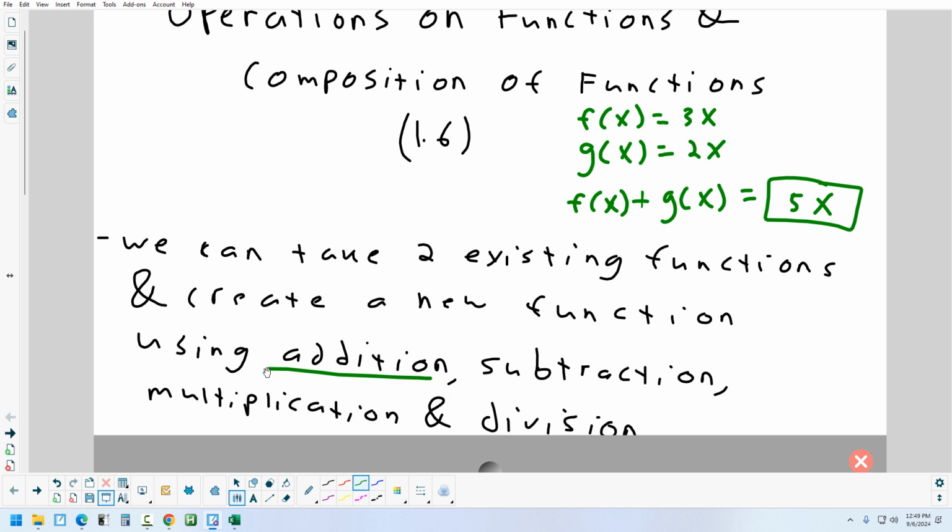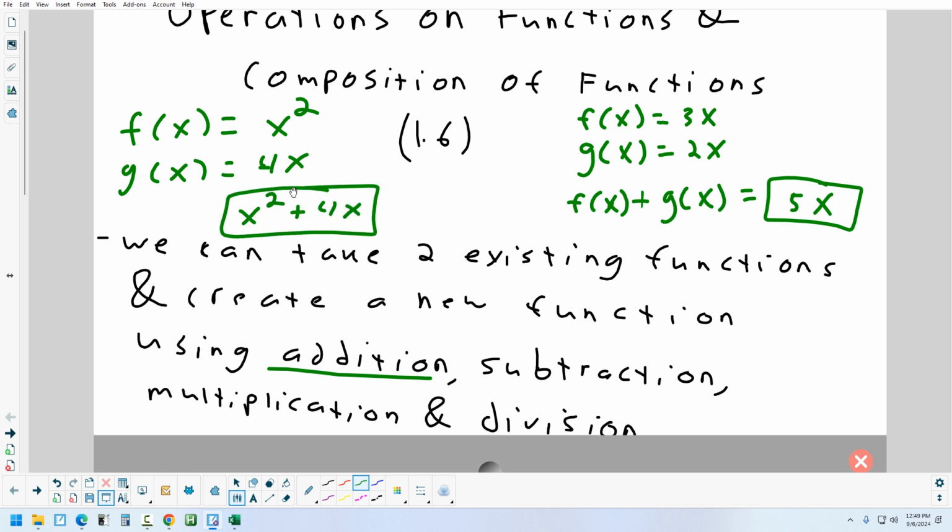Now, sometimes when you try to add them up, they're not like terms and you can't add them. Like if f of x was x squared and g of x was 4x, and I said to add those up, well, when you add them, it's just going to look like this. There's nothing else you can do because they're not like terms. But those were like terms. Any question on that?